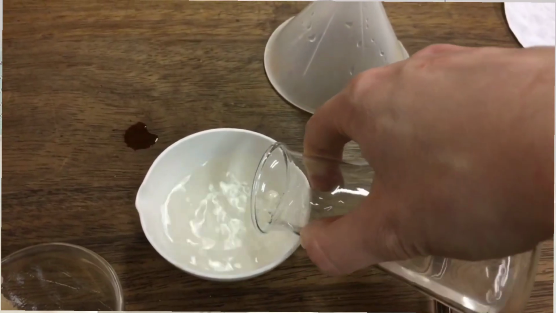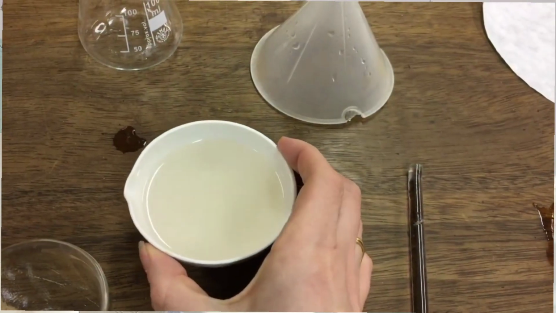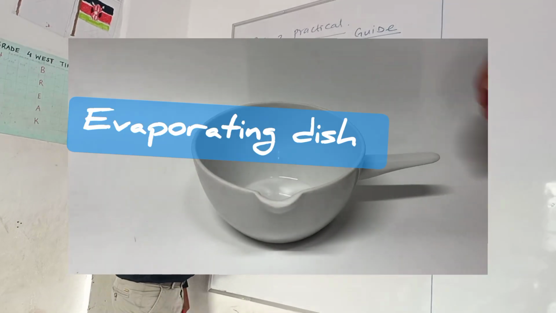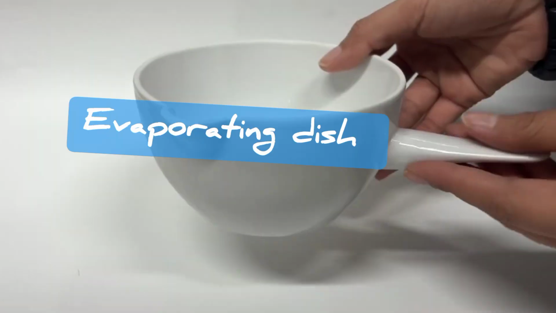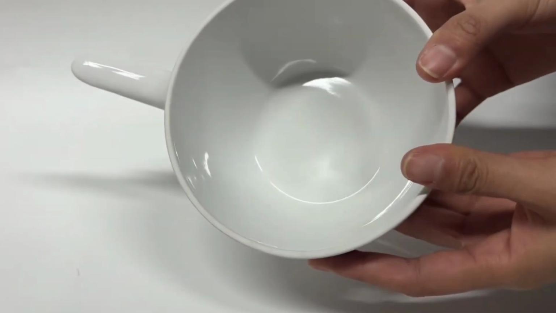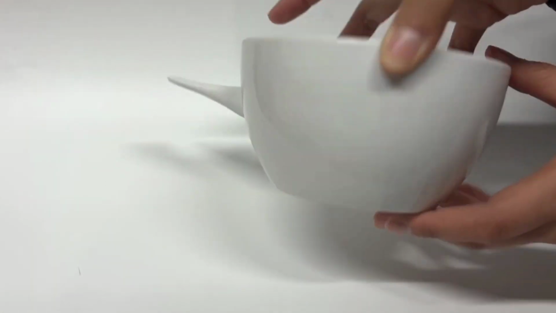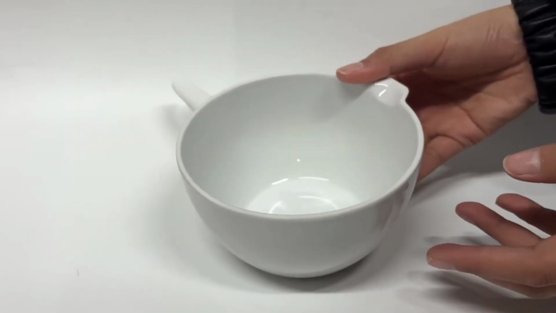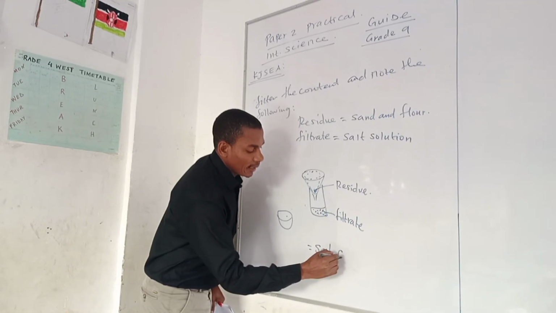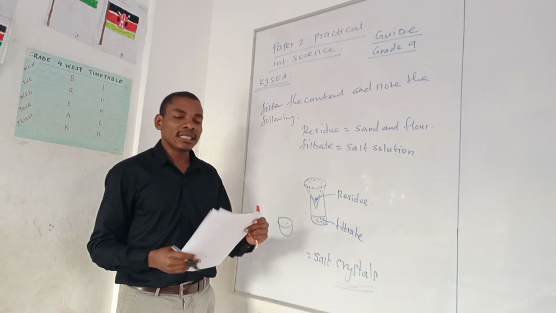So pour the content onto the evaporating dish. So after filtering, pour this content, that is now the filtrate, onto the evaporating dish. Pour this content onto the evaporating what? Dish. After pouring, heat the evaporating dish gently until all the water evaporates. Record what remains in the dish. So after evaporating, what will be left in the dish? The answer is salt crystals. This is what will be left here in the evaporating dish.